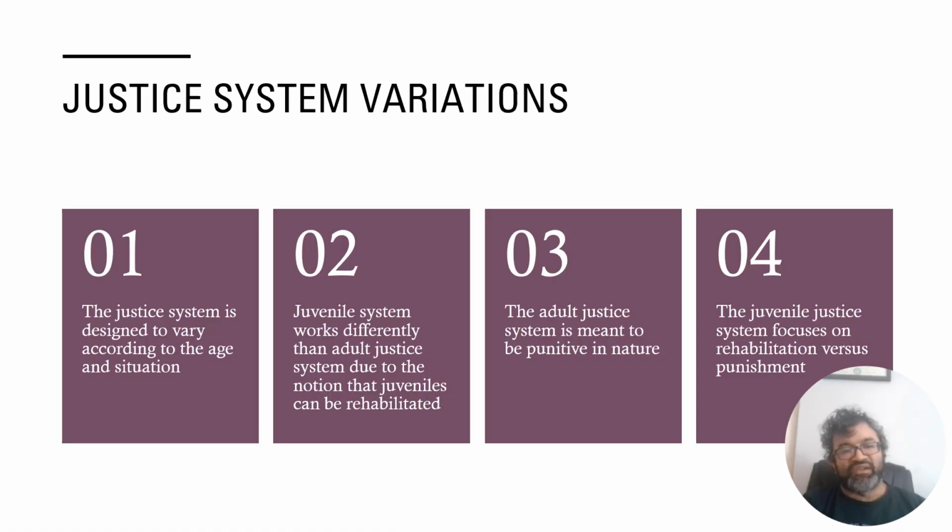There are justice system variations by country and by location, and of course the justice system is designed to vary according to age. So the juvenile system works differently, with the notion that juveniles can be rehabilitated. The adult justice system is meant to be punitive, and the juvenile justice system focuses on rehabilitation versus punishment.